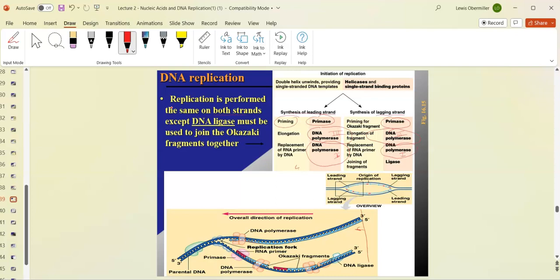Here you need ligase, but you only need it once, right? You only have to do it once you set down another primer, whereas here you have to use ligase to fuse every one of these Okazaki fragments together. So you need ligase on the lagging strand for sure. You may or may not need it on the leading strand, depending on where your origin of replication is.